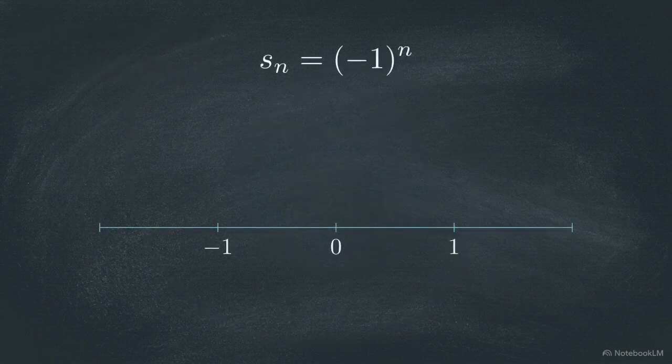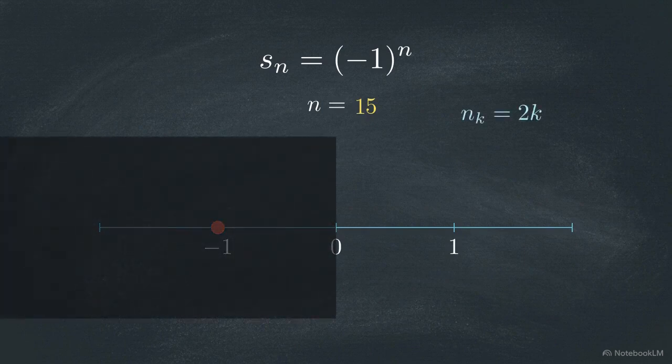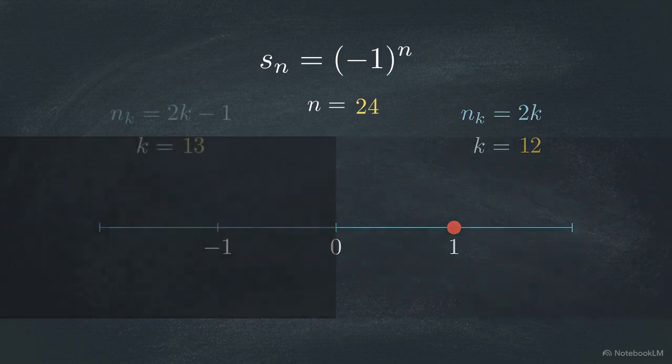The real utility of subsequences reveals itself when the parent sequence fails to converge. Consider this 1D number line tracking the sequence -1 to the nth power. The point strictly ping-pongs back and forth between -1 and 1. If we define our index rule as n sub k equals 2k, we isolate only the even terms. By extracting just the right side, we get a completely stable subsequence that converges perfectly to 1.